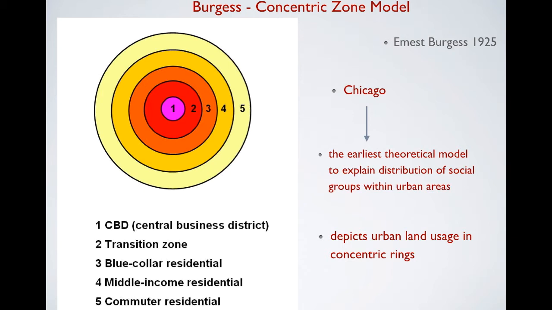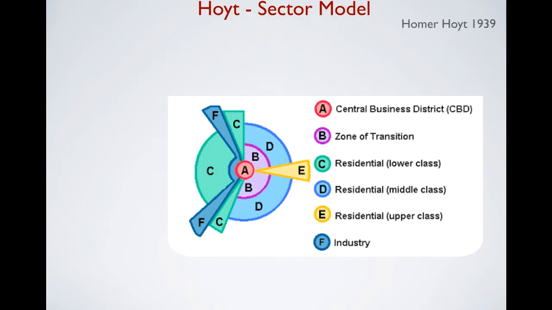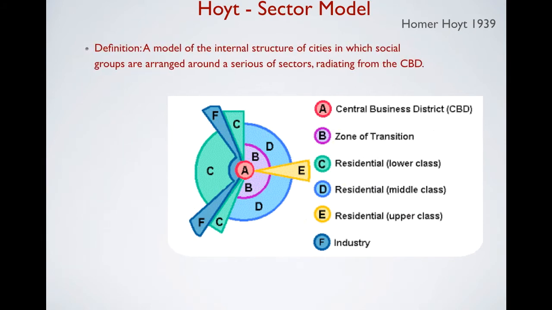So now let's talk about the sector model. This model was created by Homer Hoyt in 1939. It is a model of the internal structure of cities, in which social groups are arranged around a series of sectors, radiating from the central business district. It is a modification of the concentric zone model. And the benefit of this model is that it allows for a progression of growth.